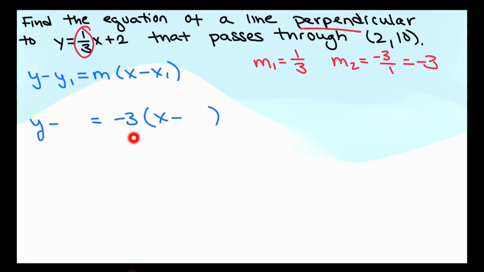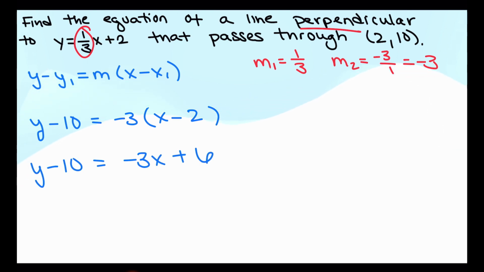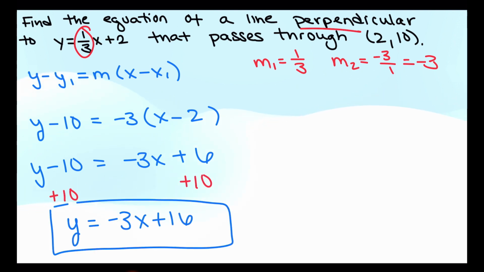So I'm going to take negative 3 and plug that in for m. And then the 2 gets plugged in for x1. The 10 gets plugged in for y1. Finally, we can put this into slope-intercept form by distributing the negative 3. So y minus 10 equals negative 3 times x plus 6. That was negative 3 times negative 2. Finally, I have to add 10 to both sides, and that gives me my final answer, y equals negative 3x plus 16.